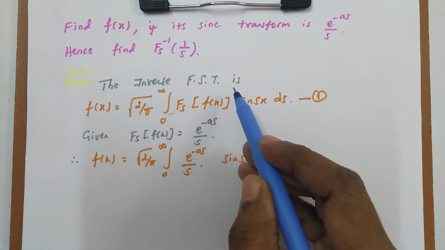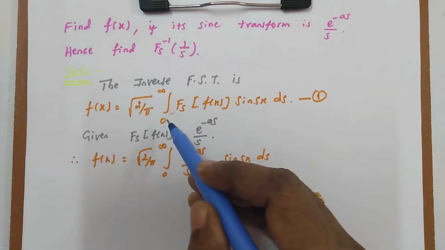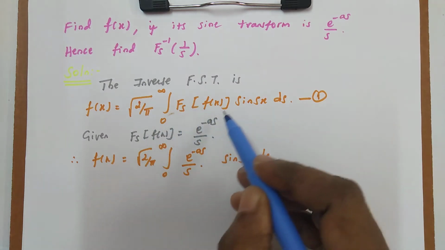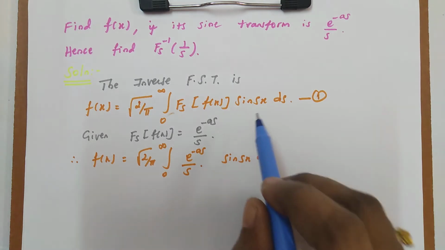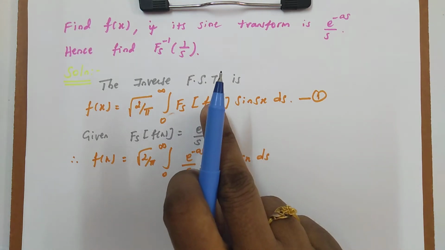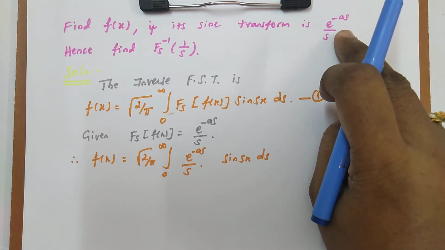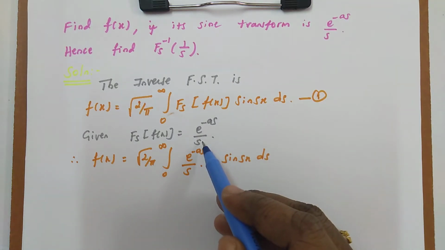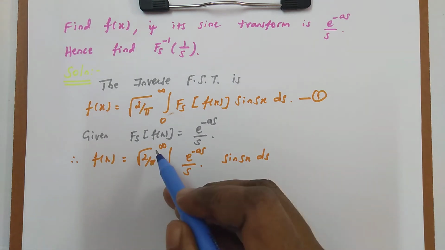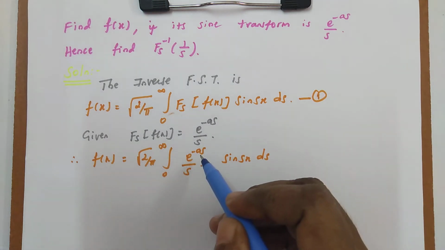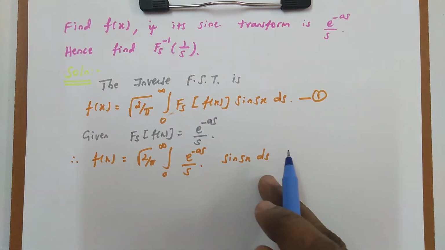So the inverse Fourier sine transform is f of x is equal to root of 2 by pi integral 0 to infinity Fourier sine transform of f of x sine sx ds. In this we have to substitute our Fourier sine transform function that is given in the question. So we substitute e power minus as by s in equation 1. Therefore f of x is equal to root of 2 by pi integral 0 to infinity e power minus as by s sin sx ds.